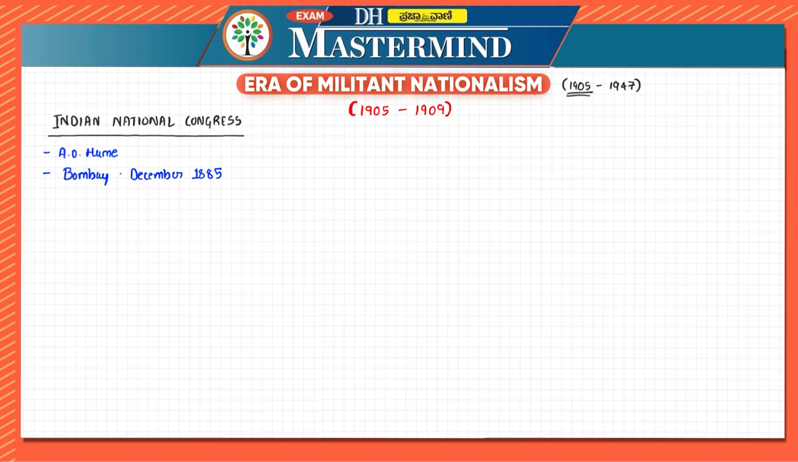Later on there were two sessions of the Indian National Conference, held in 1883 and 1885, and Surendranath Banerjee and Anand Mohan Bose were the main architects of this. The first session of the Indian National Congress was attended by 72 delegates. Who was the president of the first session? It was W.C. Banerjee.